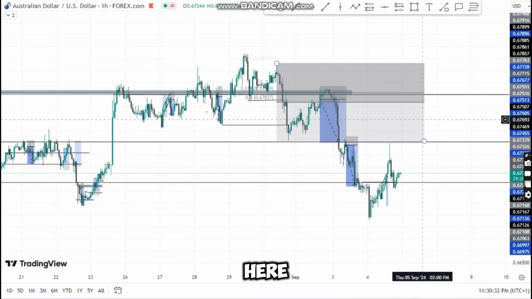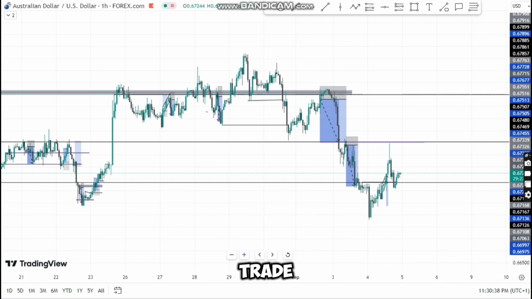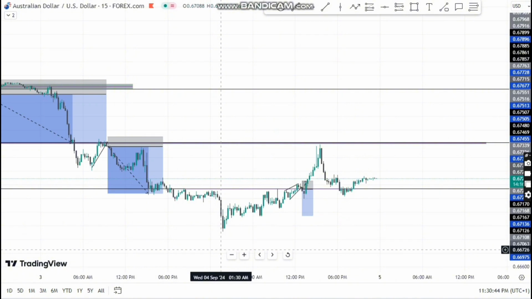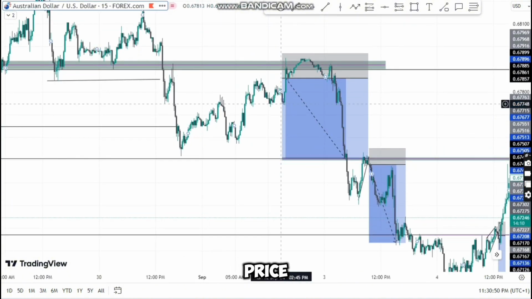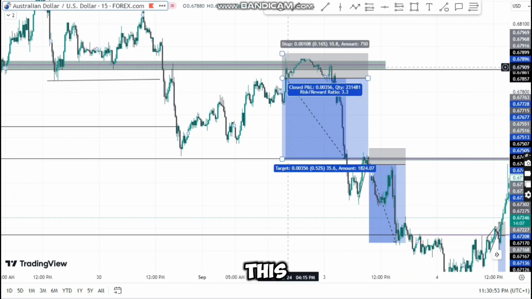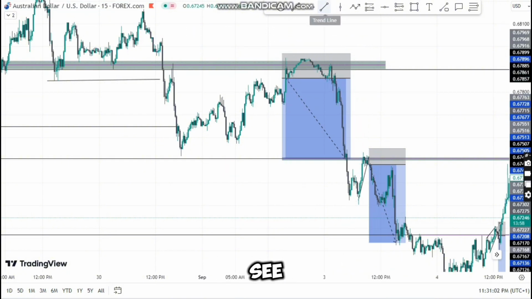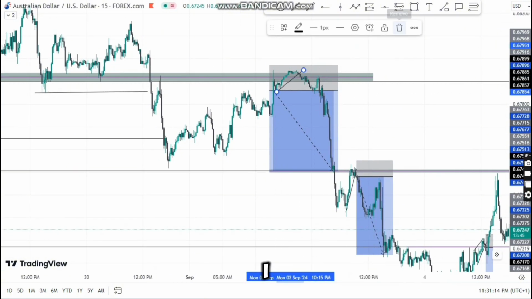Now when price got there, all I had to do was wait for an entry confirmation to take this trade. In fact, I took the trade very early. Let me take this to 15 minutes. I took it very early. Immediately price traded to the zone, immediately I saw this bearish candle, I entered. In fact, this is not part of my entry strategy. I like to see price form some kind of exhaustion pattern, something like this, for me to take a trade. But to be honest, I didn't wait for it. I just entered because I was so sure of the trade.